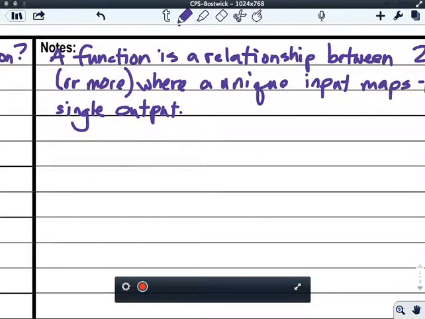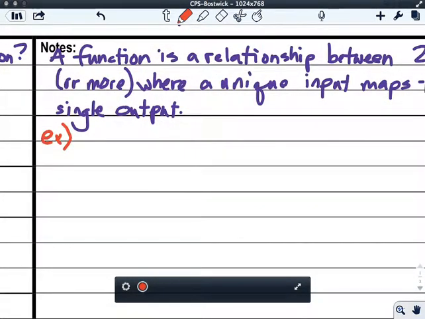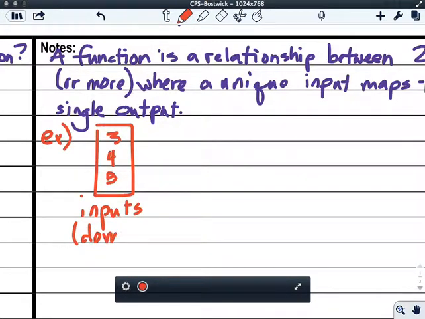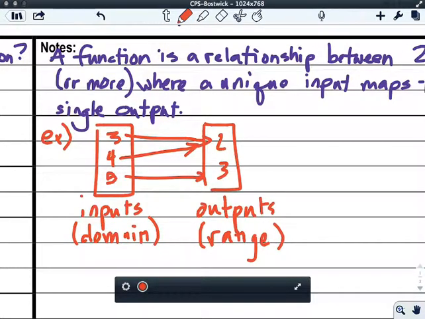So let's look at some examples, and then we'll come up with maybe a little friendlier definition. So example one, you might have done some stuff like this where you have 3, 4, and 5. We'll call these our inputs. It's also sometimes called the domain, the set of all inputs. And then we'll have a set of outputs, which is sometimes called the range, the set of all outputs. And so let's say I have this. So 3 maps to 2. Let's say 4 maps to 2 as well, and 5 maps to 3.